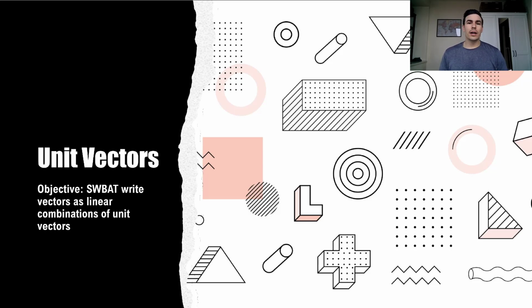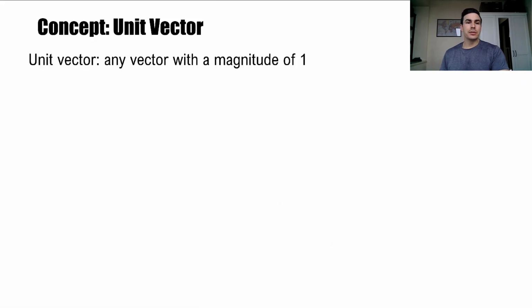We are continuing our 8.2 concepts. We're looking at unit vectors today, and our objective for this lesson is to be able to write vectors as linear combinations of unit vectors. So let's hop right into what a unit vector actually is.